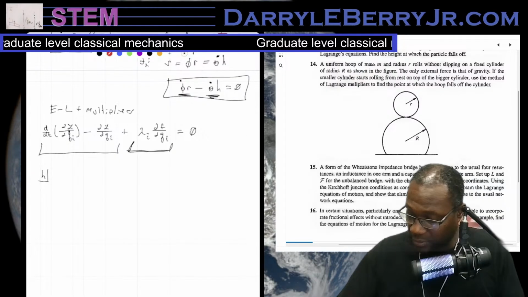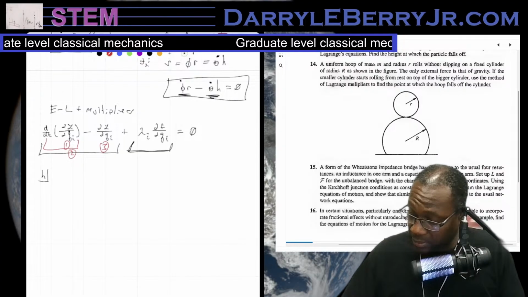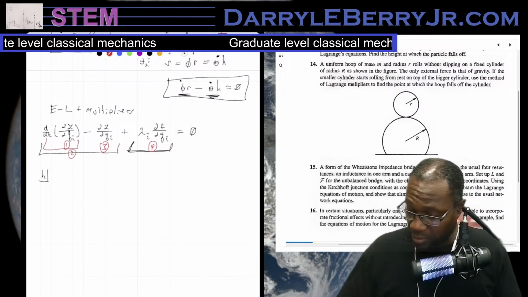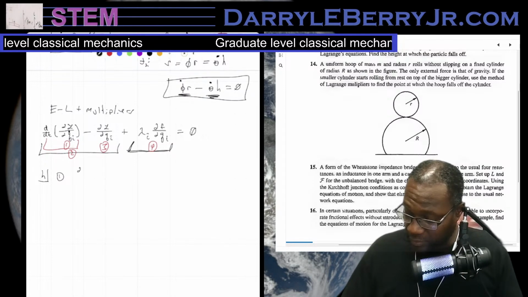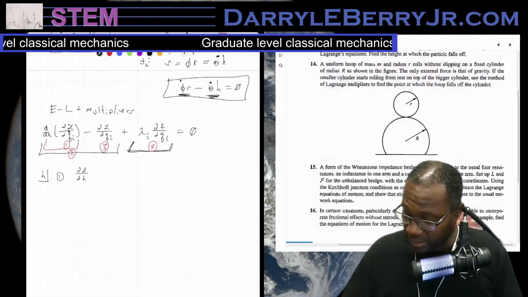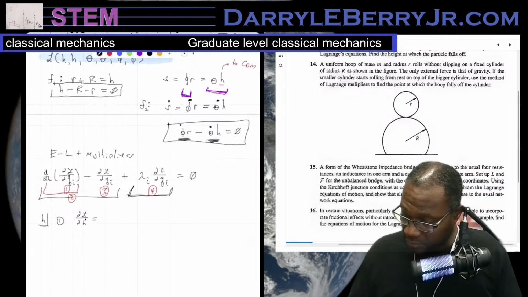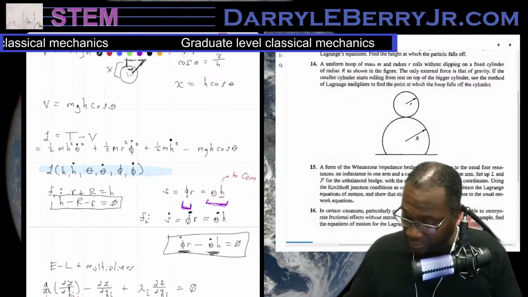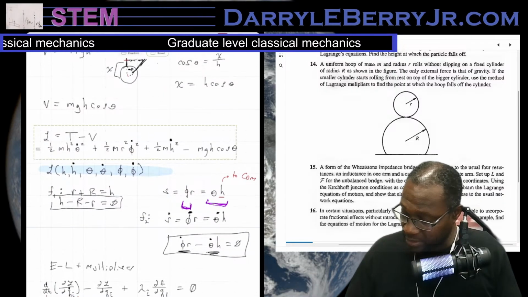So for h, let me write it in a different color. I'll do 1, 2, 3, and then 4. So that's the order that I'll do these in. For 1, we have partial L over partial h dot. And I probably should copy the Lagrangian down so I don't have to keep scrolling up so much. So let me do that.